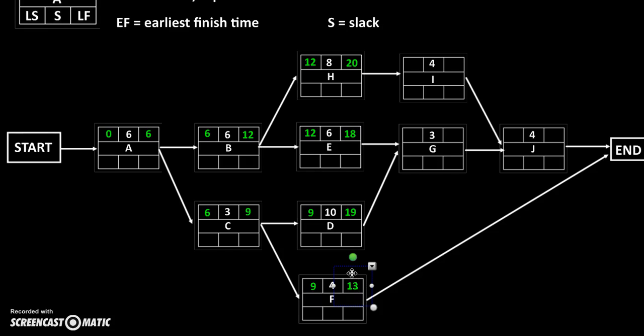Okay, let's go up to activity I. Activity I has an earliest start date of 20. Okay, and 20 and 4 is 24.